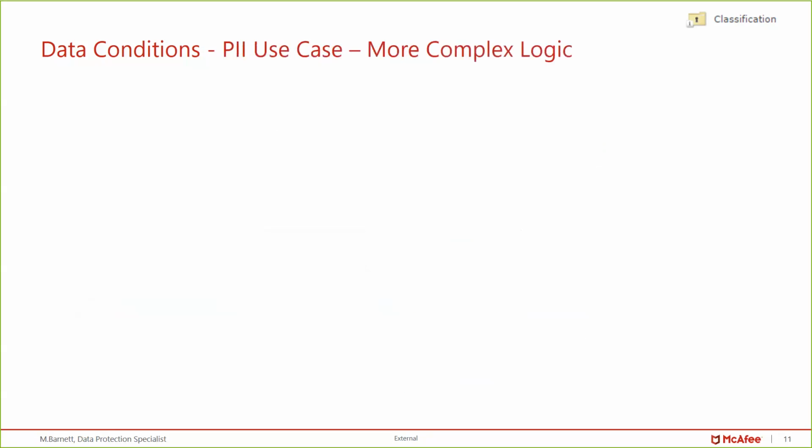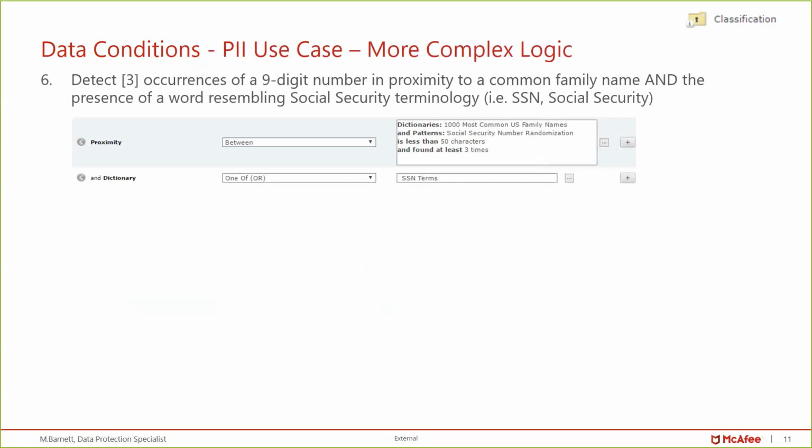I can even take this a step further. I think I'm using 50 characters, but not only am I looking for that situation like in step 5, now I'm looking for another dictionary to also be present that relates to terms synonymous with Social Security. So maybe the word SSN shows up as well, or Social Security shows up, as well as having the 9-digit number in proximity to the last name happening 3 times. We've now gone from a 9-digit number to something infinitely more complex, so the assumption is that our false positive rate should go much further down, and the quality of the incidents we're getting goes up, so they're much more actionable.